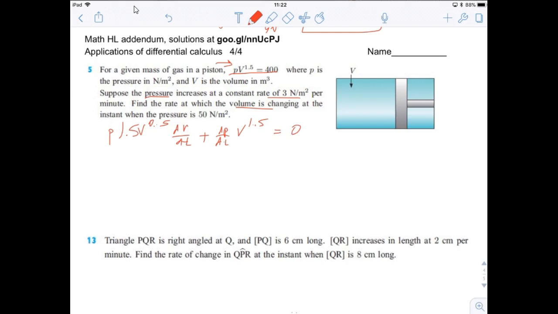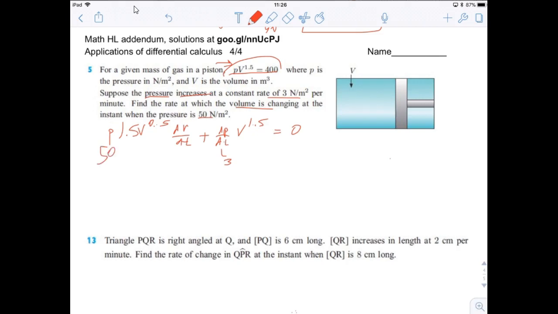Now they tell us that the pressure increases at a constant rate of 3. So dP/dt, which is the rate at which the pressure changes, is positive 3 because it increases at a rate of 3. We are trying to figure out how the volume is changing, so dV/dt we're not going to know until the very end. So we basically want to know P and V now. It says find the rate at which the volume is changing at the instant when the pressure is 50. So we know P is 50. And anything else we need?